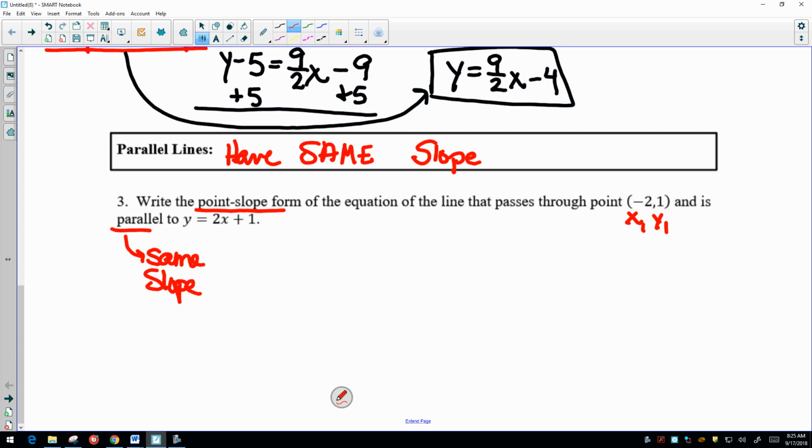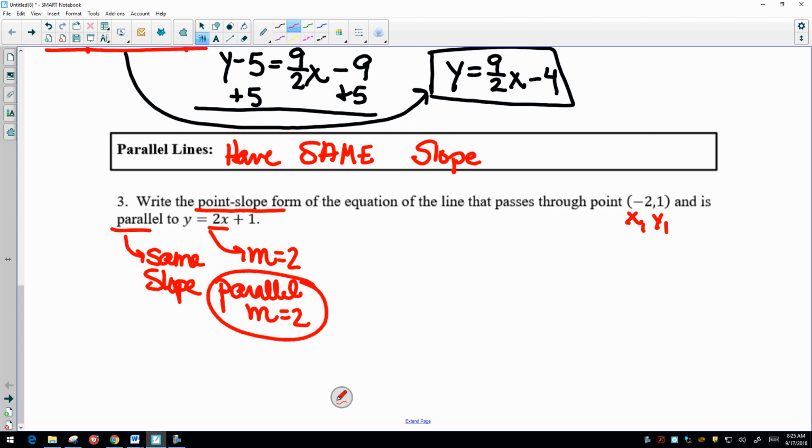So I'm going to go to this equation and say, okay, find your slope. Slope is always located in front of the x. This is telling me my slope here is 2. So my parallel slope also has to be 2. They have to have the same slopes.